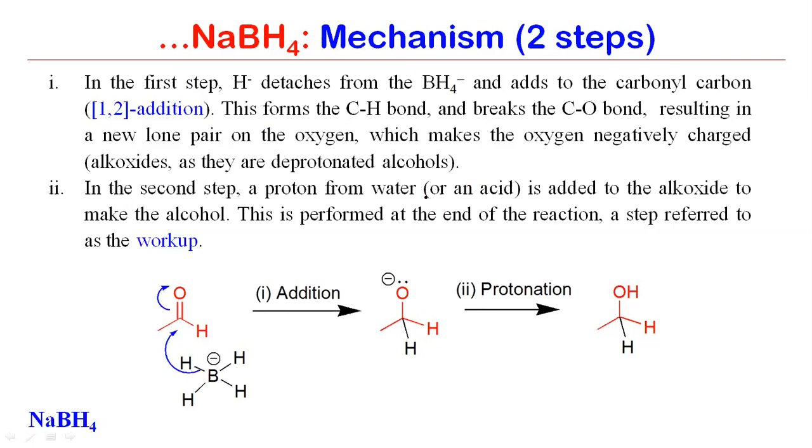Let's talk about the mechanism. The mechanism is very simple. As I have mentioned, the first step is the addition of this hydride on this carbonyl carbon. Because of the polarity, delta minus will be on oxygen and delta plus will be on the carbon. Because of this polarity difference, the hydride will attack this carbon, and after protonation we get the corresponding alcohol. So this is a very easy mechanism that can be easily understood.